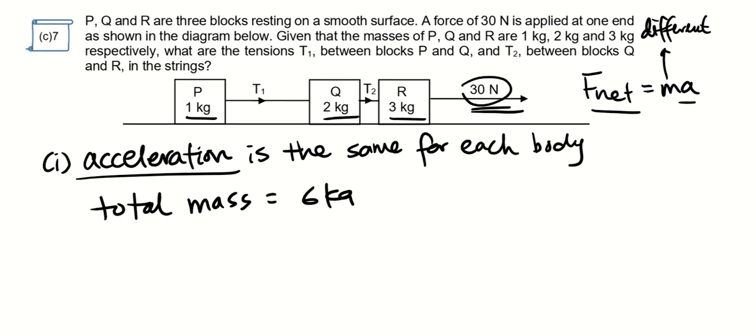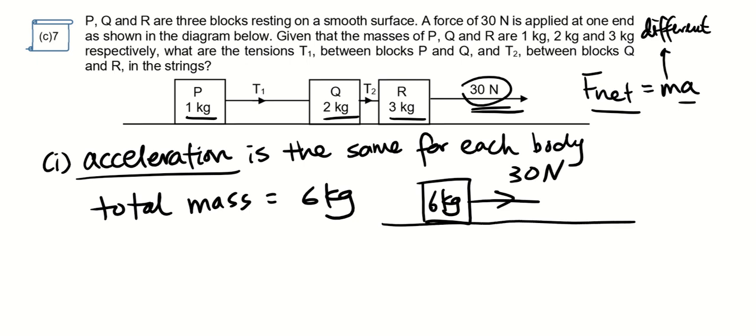All I know is I'm pulling a total mass of 6 kg. So I can draw a free body diagram of this object that consists of P, Q, and R, and I'm pulling it with 30 newtons. For syllabus questions, usually they don't tell us that there's any friction involved. It is usually a smooth surface, so we can safely take it that there's no friction.